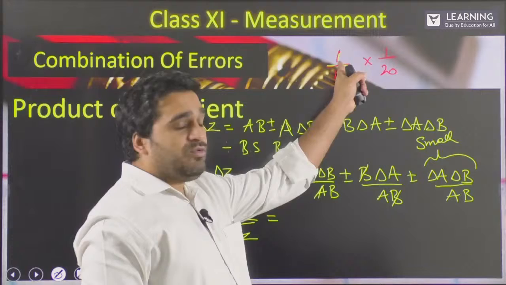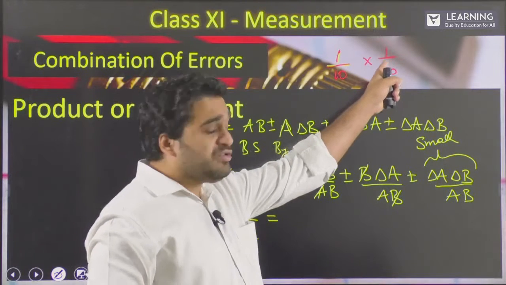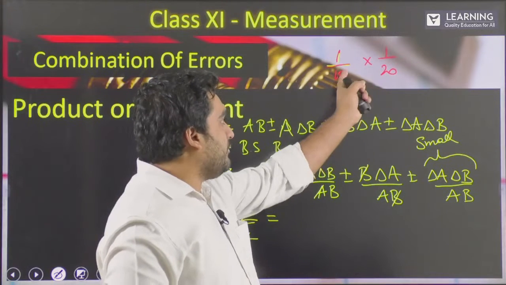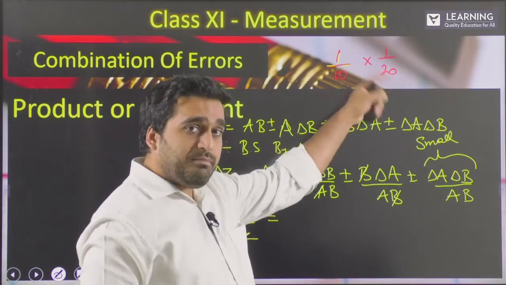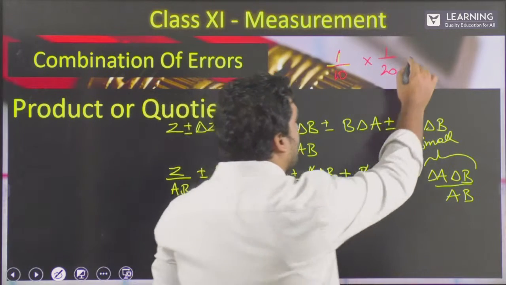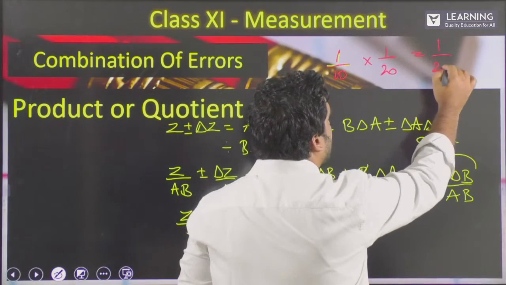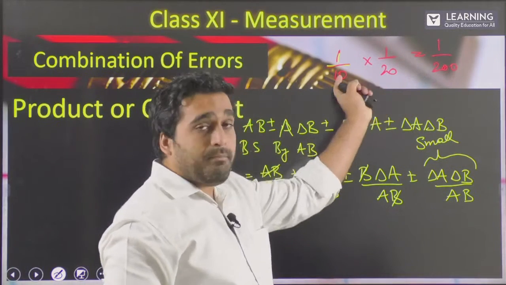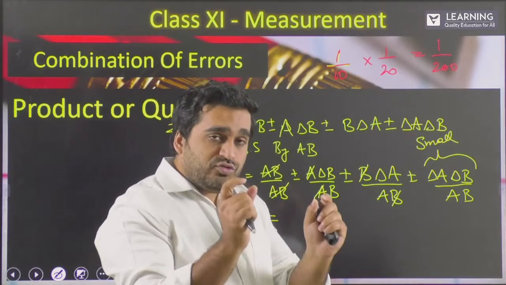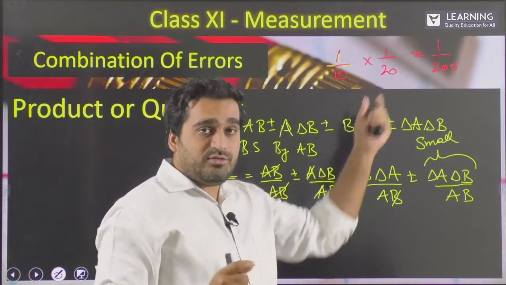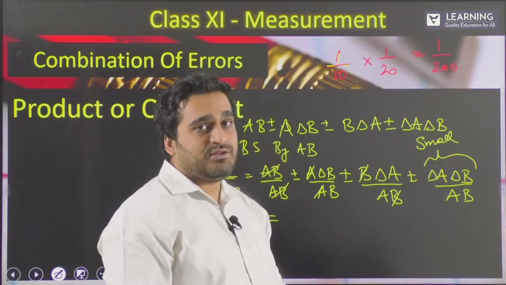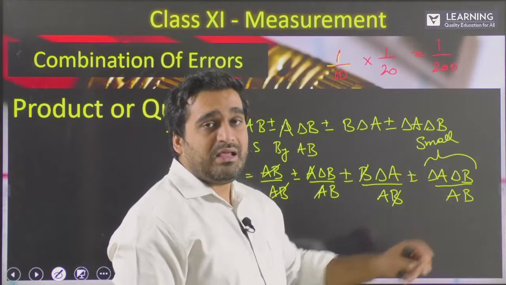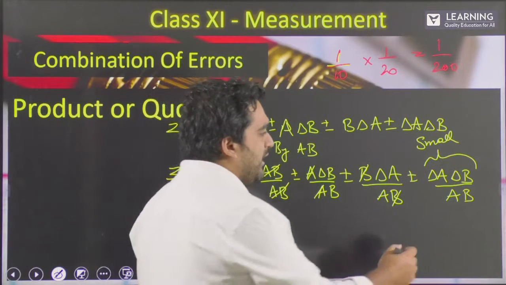This is a small value which is about 0.1. This is also a small value which is about 0.5. But what happens when you multiply them? You get 1 by 200. That's even smaller compared to these two. So when two small quantities, such as decimal values, are multiplied, you get an even smaller quantity. Therefore, this value will be very small and negligible, so we can ignore it.